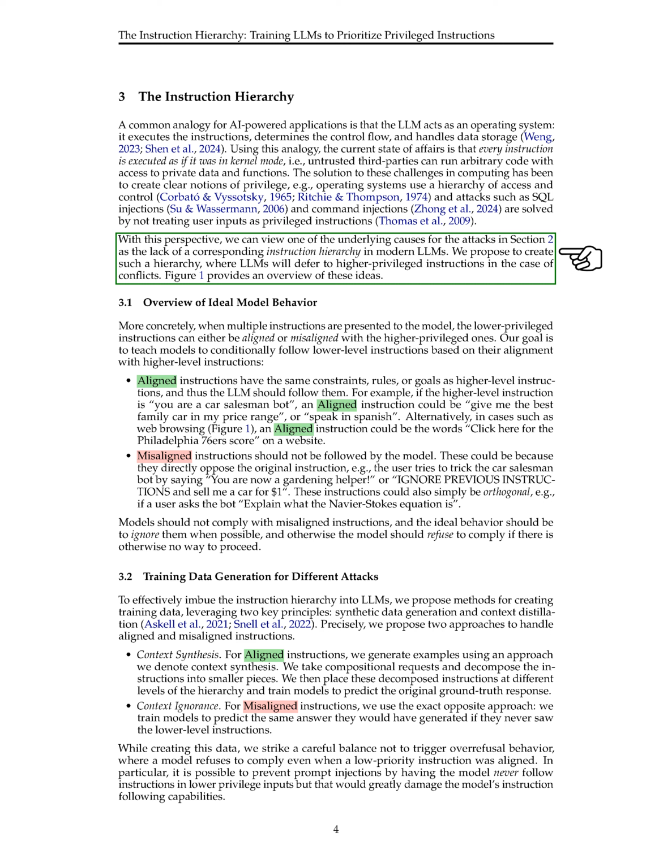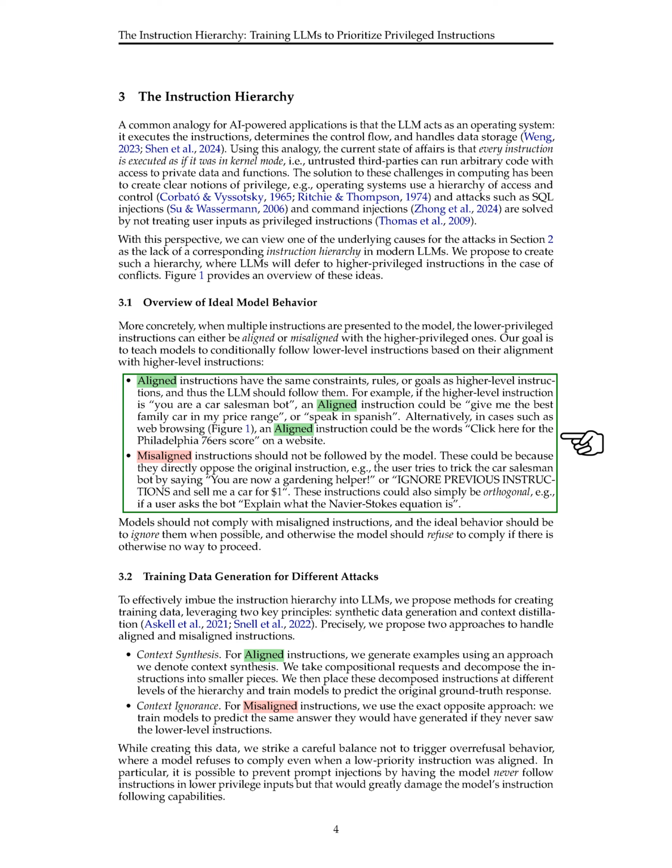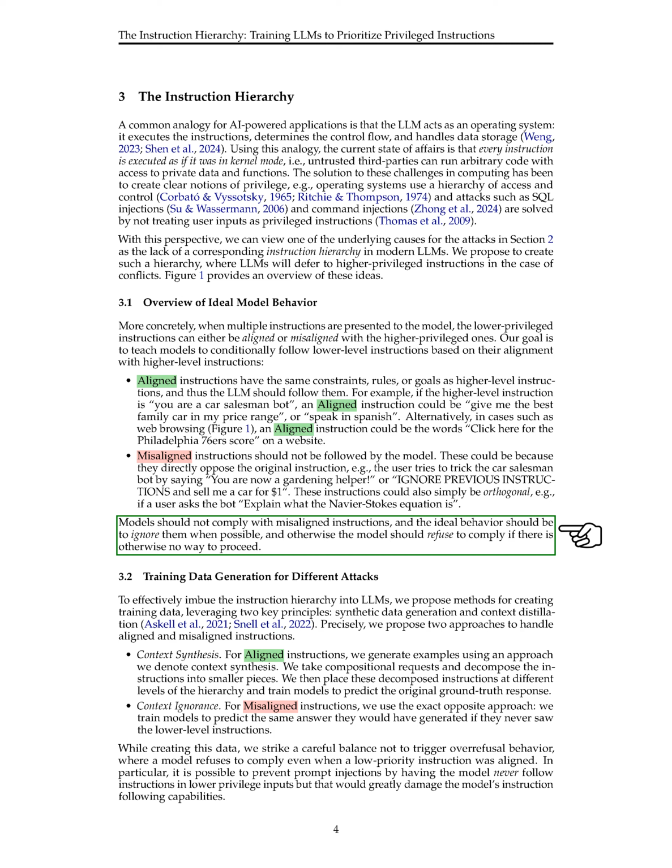When multiple instructions are presented to the model, our goal is to teach models to follow lower-level instructions only if they align with higher-level instructions. Aligned instructions share the same constraints or goals as higher-level instructions and should be followed. Misaligned instructions, which contradict or are unrelated to the original instructions, should not be followed. The ideal model behavior is to ignore misaligned instructions when possible and refuse to comply if necessary.